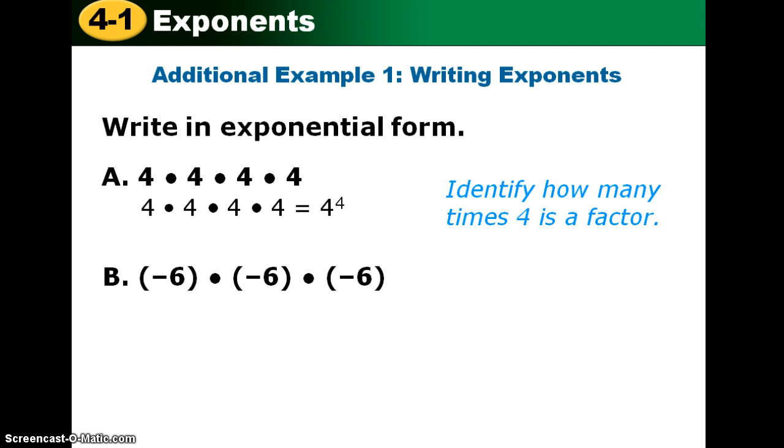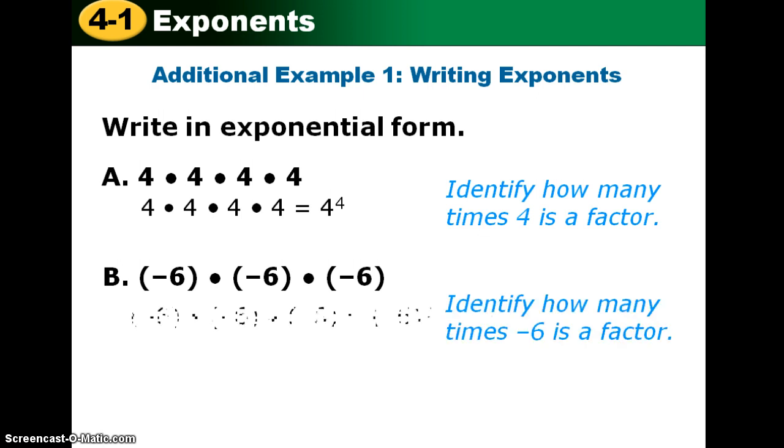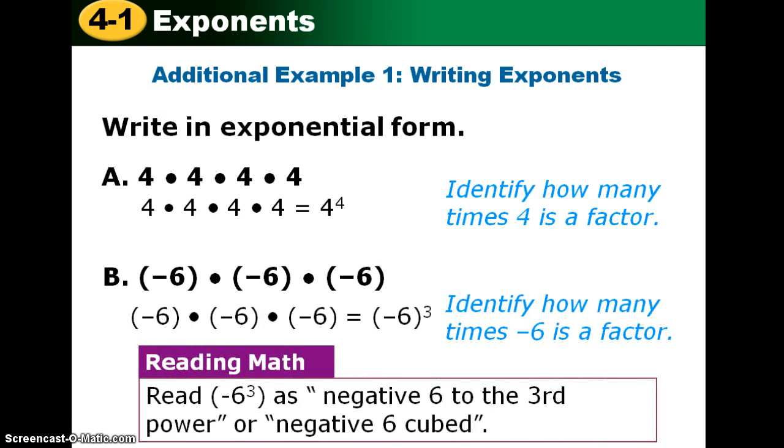In example B, we have the number -6. Notice how it's in parentheses. When we rewrite it, we need to keep it in parentheses for it to be written correctly. There are 3 of them, so in parentheses we would have -6 to the 3rd power, or -6 cubed.